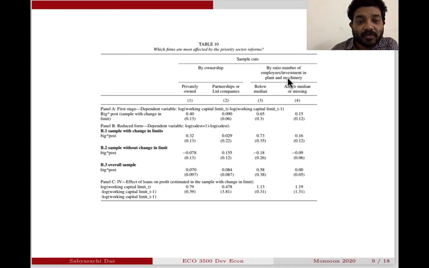If you cut the data by the ratio of number of employees to investment in plant and machinery, and look at the firms that have a low value of this ratio, basically for whom the number of employees is not as much relative to investment, for them again the effect is much larger. So basically these firms seem to be capital constrained, whose labor to capital ratio is relatively lower.